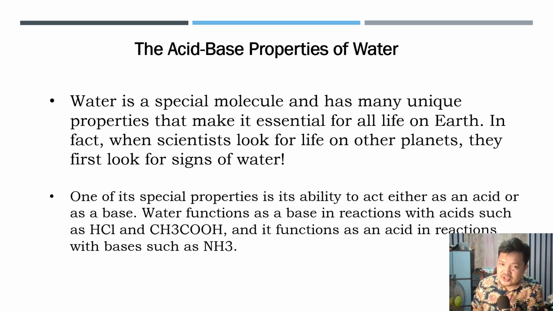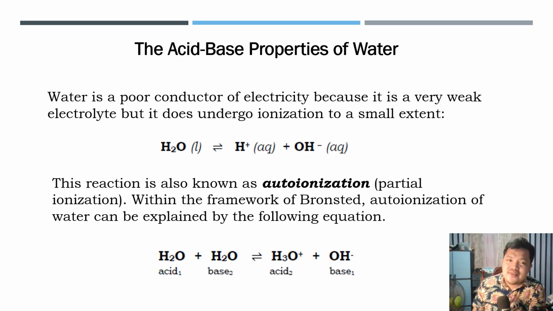So water functions as a base in reactions with acids such as hydrochloric acid and acetic acid. And it functions as an acid in reactions with bases such as ammonia. Ayun, yun sa acid-base properties of water. Now moving on, water is a poor conductor of electricity because it is a very weak electrolyte. But it does undergo ionization to a small extent.